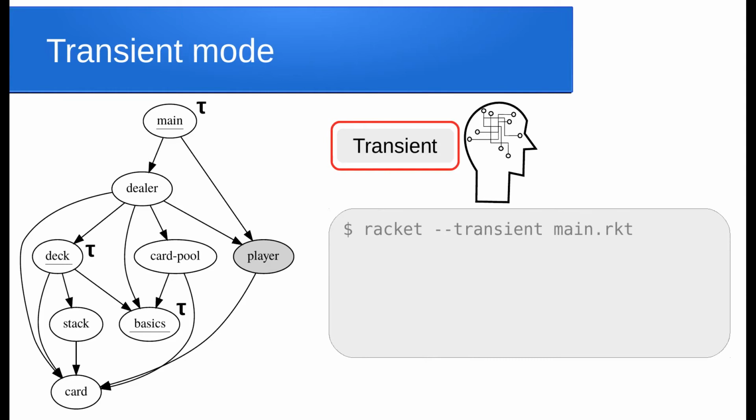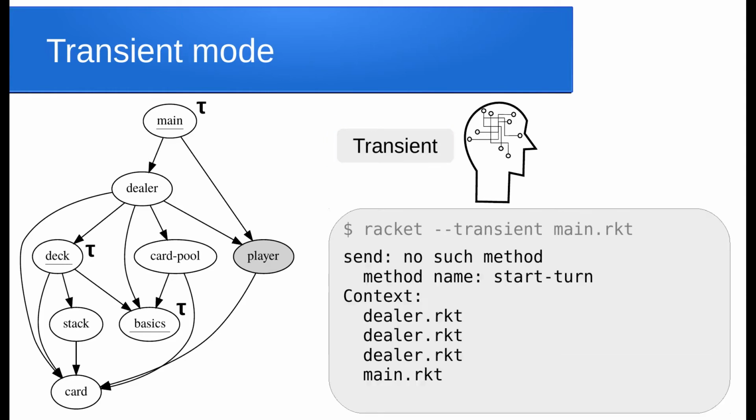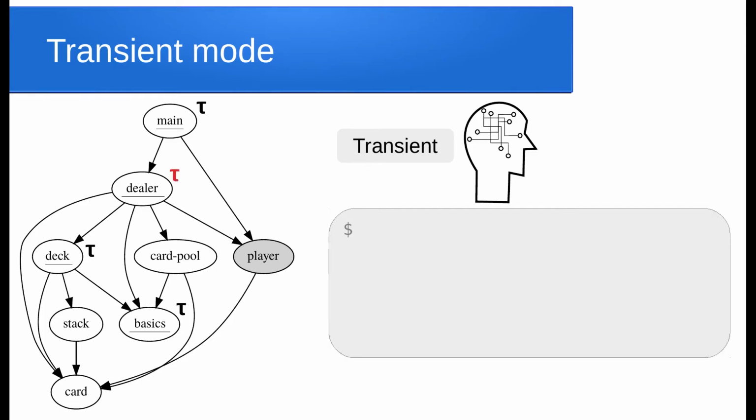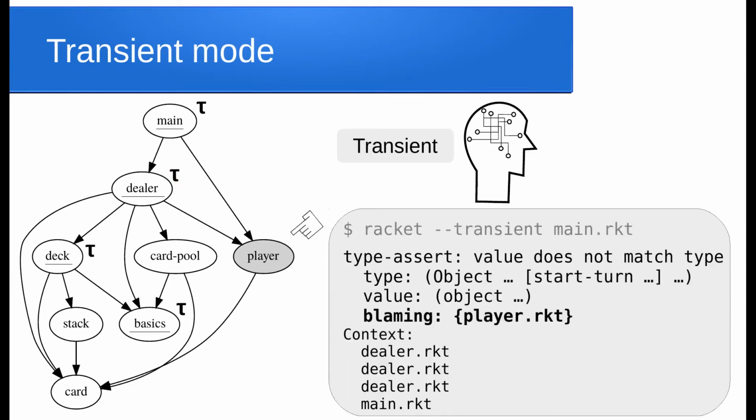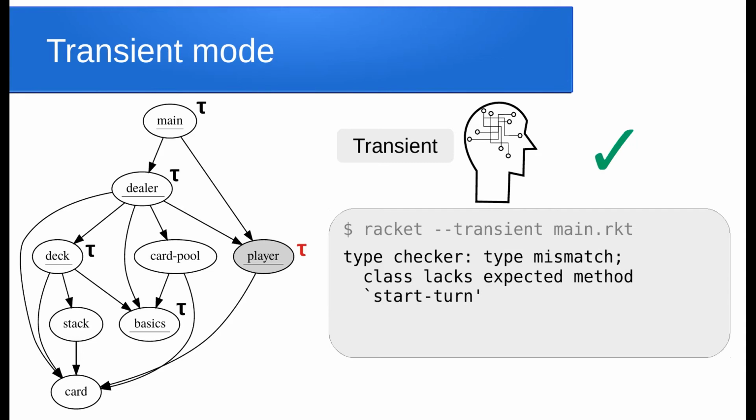Alright, finally, let's see the transient mode. Running the original program under the transient semantics produces the same error from the runtime as we saw before. So the rational programmer will again identify the dealer module from the stack and add types to it. Now the program has enough types that when run, it produces a transient assertion failure, which blames the player module. After typing it, now the program fails to type check, and so the rational programmer succeeds using the transient semantics.